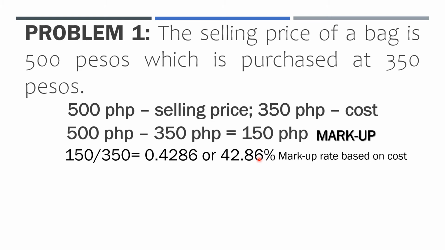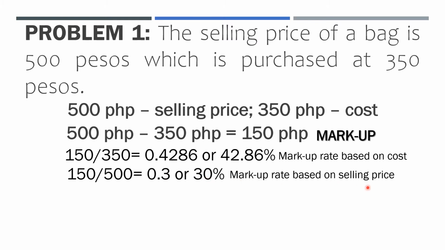So, ito yung ipinatong mo sa cost. Ibig sabihin, 42.86% ng cost na 350 ang idinagdag mo para kumita ka. Okay, magkano yon? That is 150 pesos. Ang 150 pesos ay 42.86% ng 350 pesos. Okay. So now, how about if we're going to divide the markup by the selling price? So, divide natin. So, 150 divided by 500, that is equal to 0.3, or 30%. The 30%, this rate is what we call the markup rate based on the selling price, which is 500.